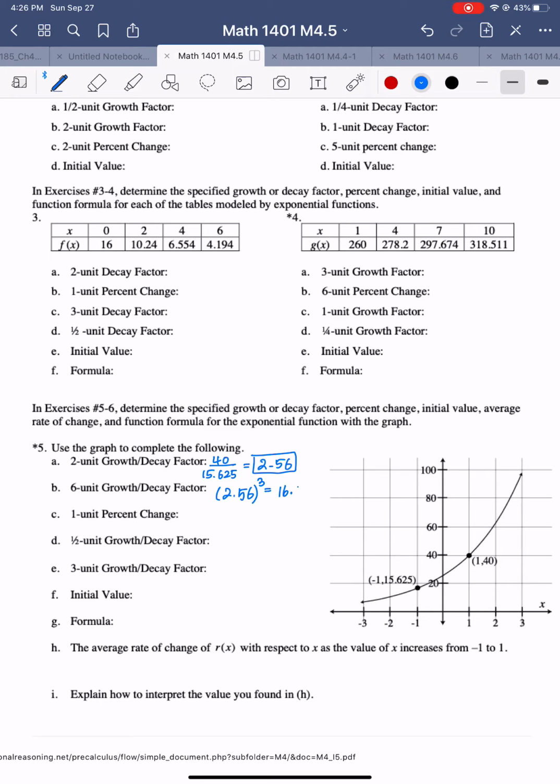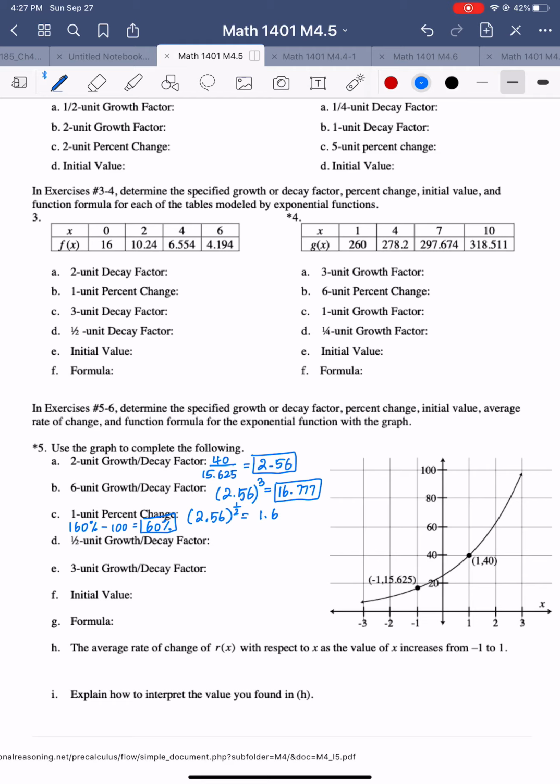And then I can find the 1 unit percent change, but before we use the 1 unit percent change, I need to get the 1 unit growth factor first, okay? So for the 1 unit growth factor, I'm going to use the 2 unit growth factor, since 2.56 is the 2 unit growth factor. But I'm looking for 1 unit, so it's going to be to the power of 1 over 2, which is half of 2, right? And then I got 1.6. Okay, which as a percent change means 160%. Subtract the 100%, so about 60% increase.